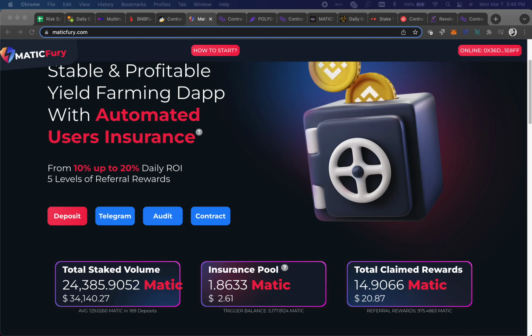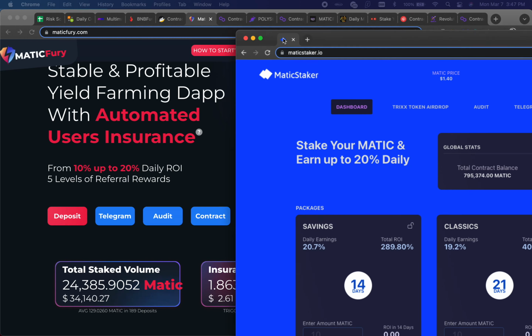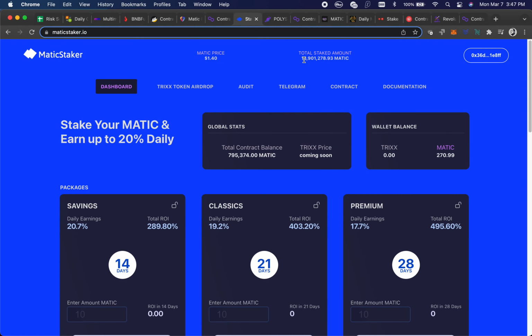Honestly, total staked, I don't know. Let's grab a good example of total staked. I've seen them tout it on the Matic Staker. We've almost got 14 million staked in Matic Staker, but the balance is at 795,000 right now. So yes, you had a lot of Matic being staked, but this is what matters. And I don't think it should be acceptable that these dApp developers don't put that balance right on their front page, front and center.